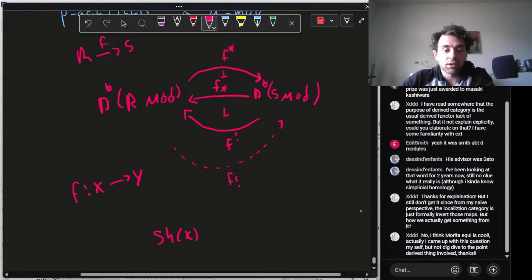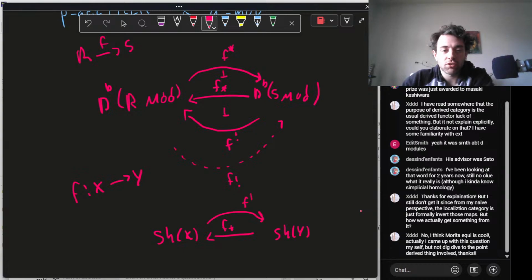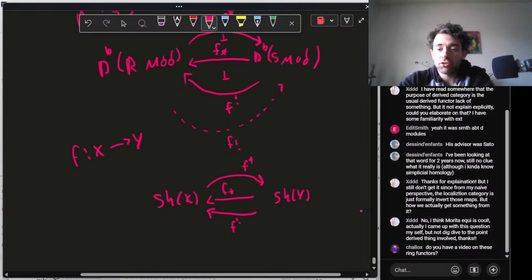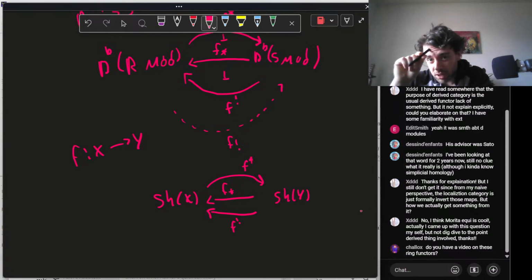What are sheaves on a scheme but generalizations of modules, really? And again, we get adjunctions of morphisms between the sheaf categories. I don't have videos on these ring functors, but I've been thinking of making some, just because they're cool. So maybe I will make some videos about them.